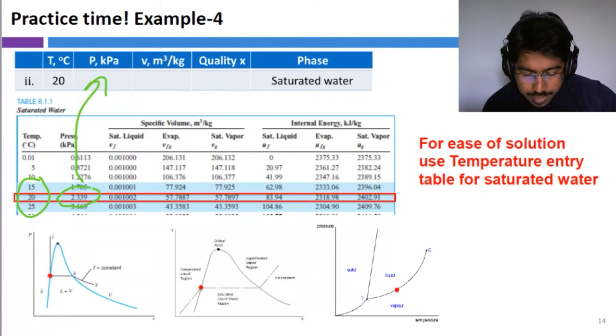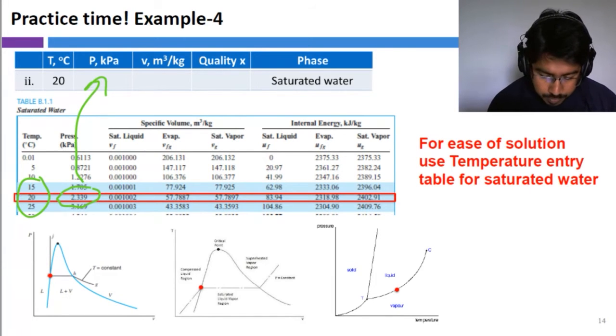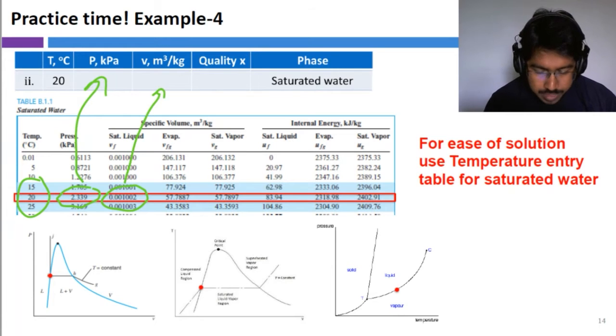After getting the pressure, now we need to find the specific volume. What should we pick? VF, VFG, or VG? Perfect. All of you are correct. Now we are getting it perfectly right. So now we pick VF and we put that here.